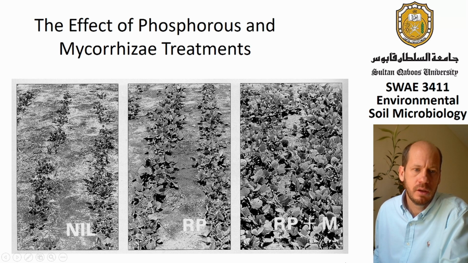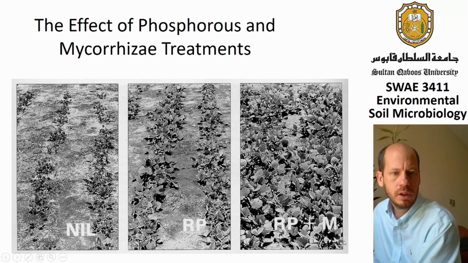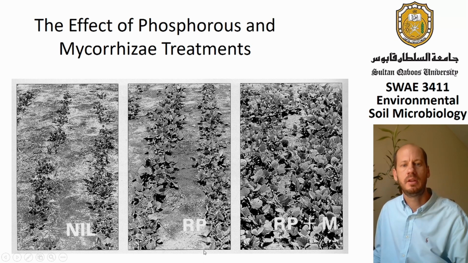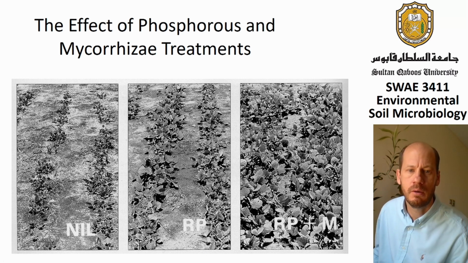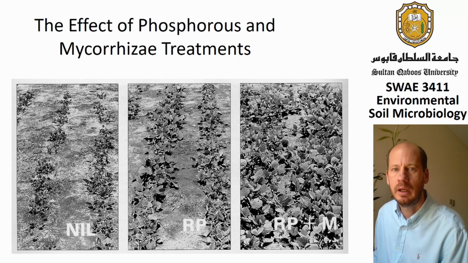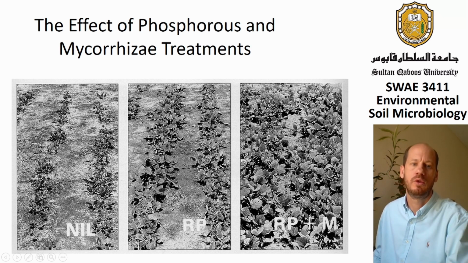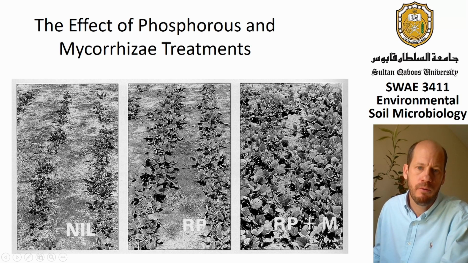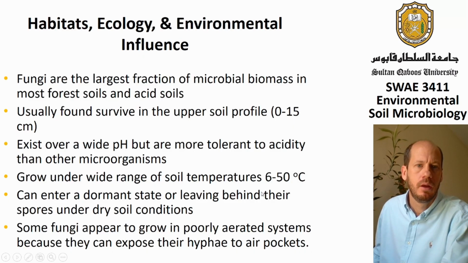This is showing here the effect of mycorrhizae on phosphorus acquisition. On the left, we have no rock phosphate and no mycorrhizae. In the middle, you have rock phosphate, no mycorrhizae, and on the right, you have rock phosphate plus mycorrhizae. So the mycorrhizae will solubilize the rock phosphate and make it available for the plants and provide a lot of growth. So whenever phosphorus is deficient, the root colonization by mycorrhizae is critical for good plant development.